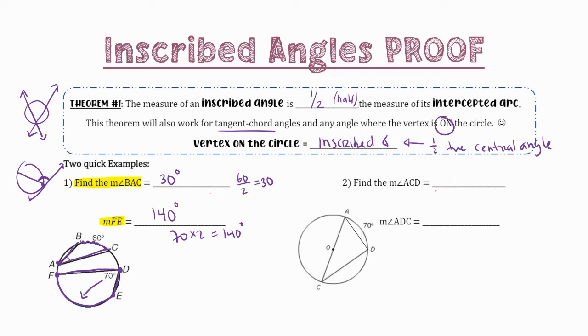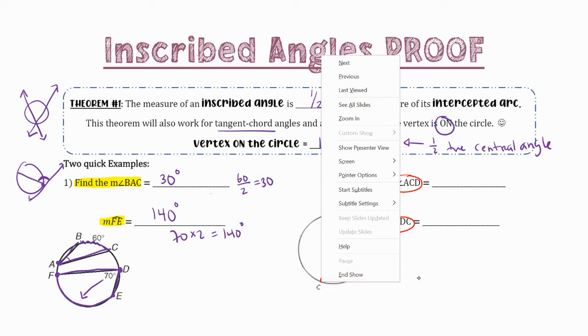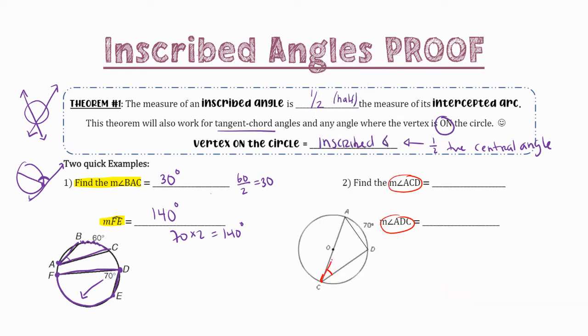How about the second one? Now I'm going to find the measure of angle ACD and ADC. ACD is right here. Let's see. Vertex on the circle. Let's follow it out. And it intercepts this arc, which, oh, sweet, I know it. So I'm going to go ahead and 70 divided by 2 gives me 35 degrees.